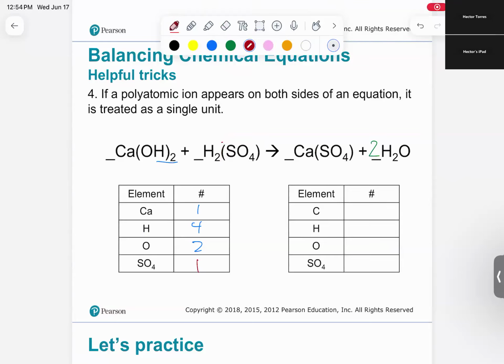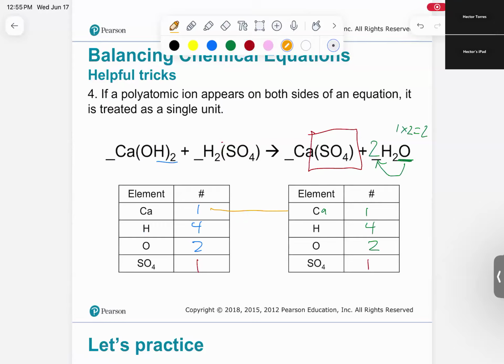Now, on the right side, on the product side, let's do those again. So 1 Ca, don't forget that's a typo, my bad. For hydrogens, I now have 4. And then for oxygens, I don't have just the 1. I have 1 times 2, so it's going to be 2. So I put the 2 there. And then for our polyatomic, we didn't change anything to it, so we still have 1.